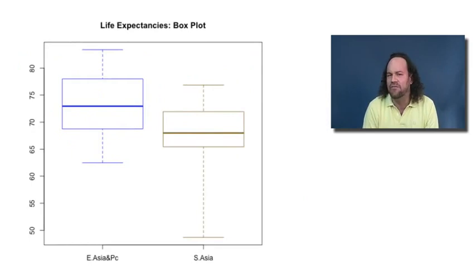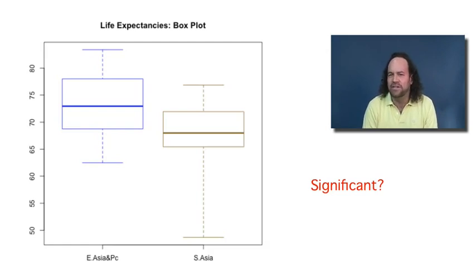Here's a box plot for East Asia and the Pacific as compared to South Asia, and we can see that sure enough, each of the quantities of the 5-number summary are a little bit higher for East Asia and the Pacific as compared to South Asia, but just a little bit, and the box plots have a lot of overlap. So this is a case where we might say there's a little bit of an effect from region, but we're not sure how significant it is.